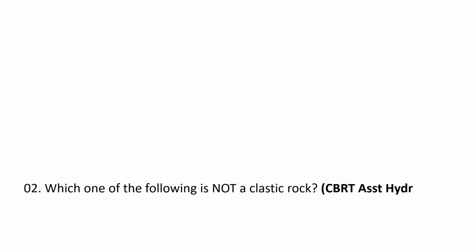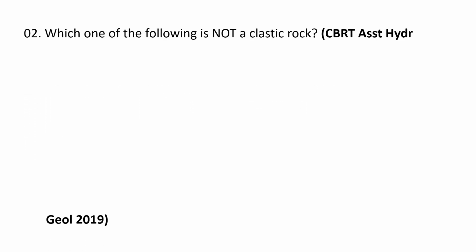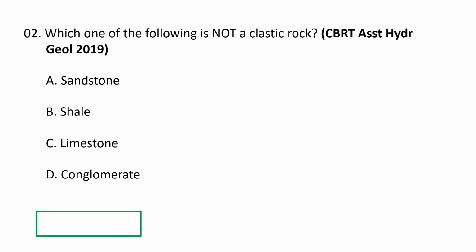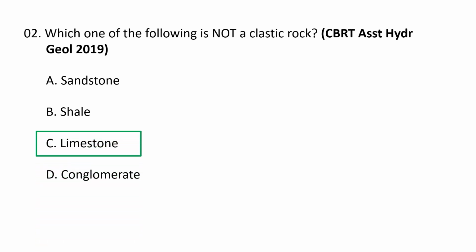Next question. Which of the following is not a clastic rock? A. Sandstone. B. Shale. C. Limestone. D. Conglomerate. So C, limestone is not a clastic rock. Limestone has a structure that is not layered, white or bright. And limestone contains calcium carbonate, so it is called a carbonate or non-clastic sedimentary rock. So C is the correct option.